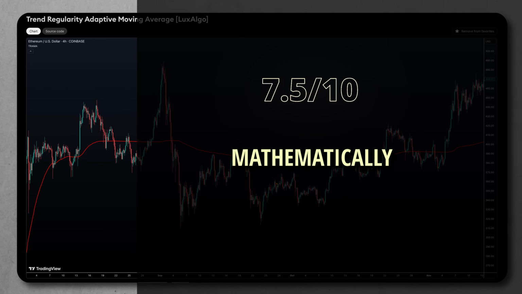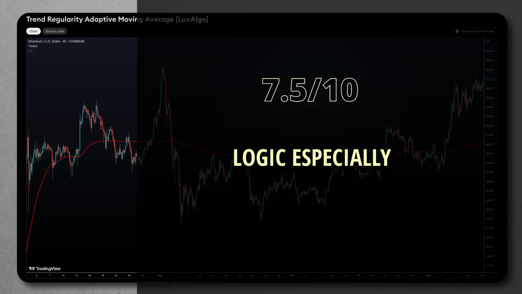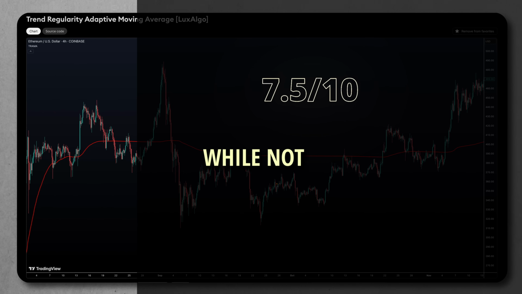TRAMA offers a mathematically elegant and practical solution to smoothing price action without overfitting. It balances simplicity with logic, especially for traders seeking trend clarity with minimal parameter tuning. While not a complete system by itself, it adds stability to directional strategies without crowding charts.